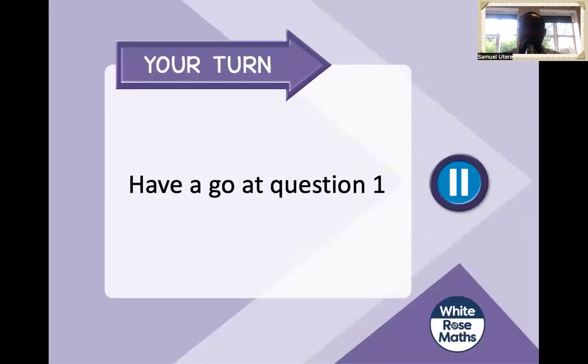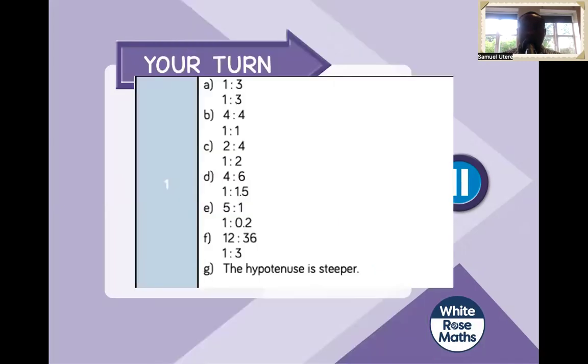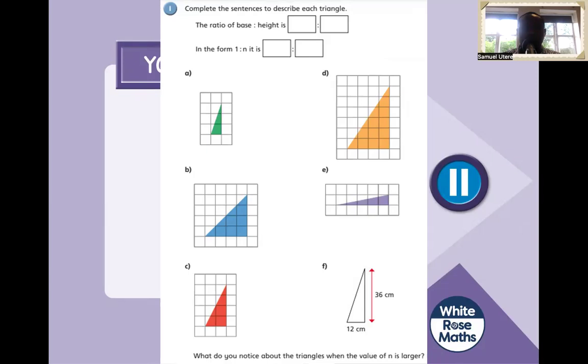It's now time for you to practice what you've learned by answering question 1 in 2 minutes. Assuming you've paused the video and you've answered question 1, here are the answers. For question 1, you were simply asked to complete the sentences to describe each triangle. So the ratio of the base to the height is, and then write in the form 1:n what it is.